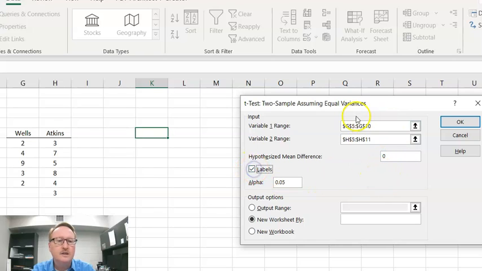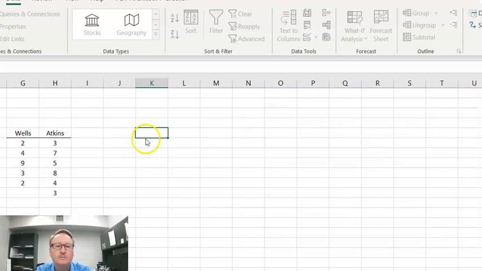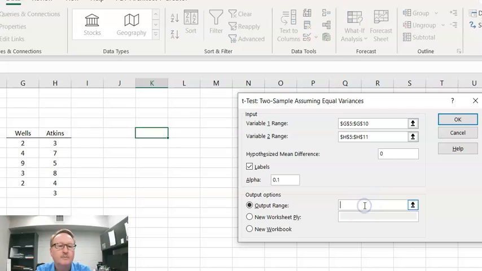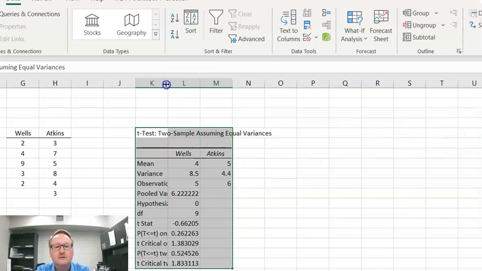Labels, yes, because I chose the label. Alpha. Now this automatically here is showing 0.05, which is what you want to use. But because I'm trying to do the one in the book, I'm going to put 0.1. That's what they did. Now output range, I'm going to put K5 so you can see it right there. And there it is.